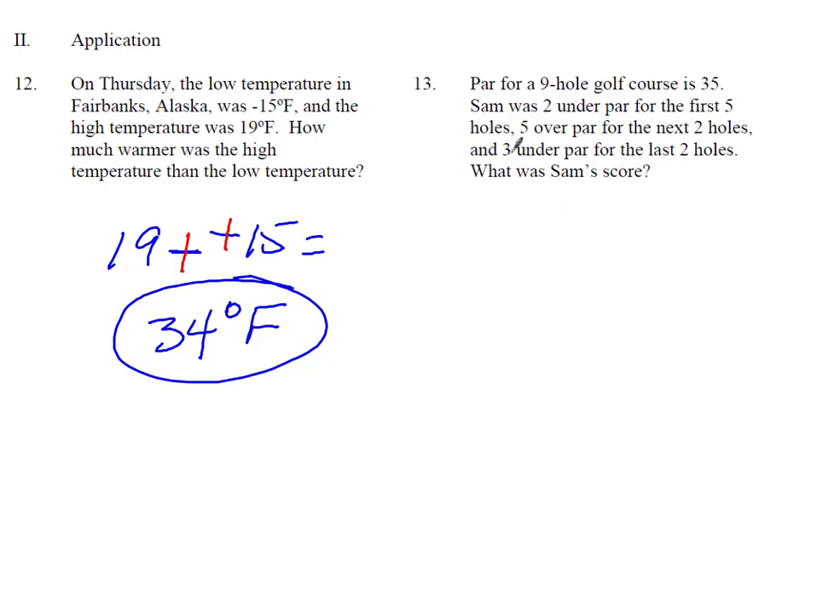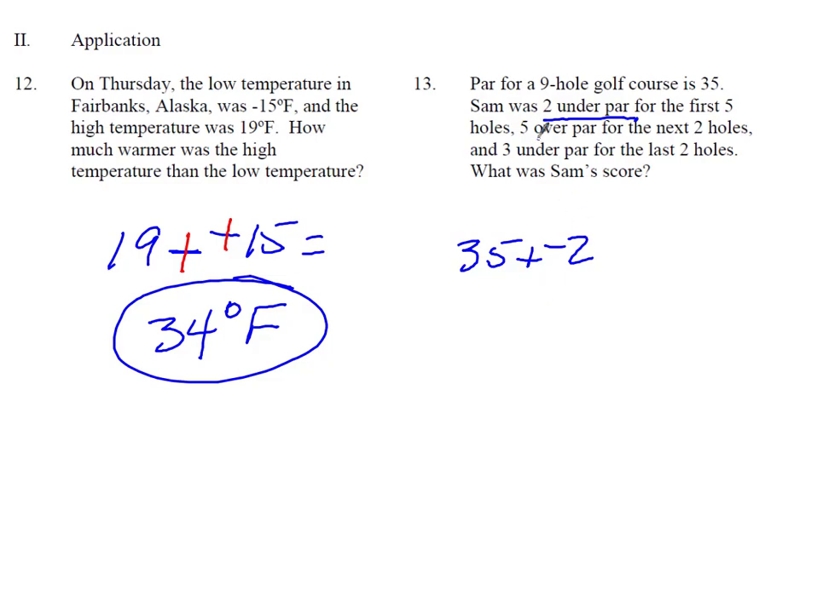Okay, number 13. Par on a 9-hole golf course is 35. Par means that's the number that you start with. Okay? Then it says Sam was 2 under par for the first 5 holes. Well, the 2 under par, we recognize that as being an integer, so that we write that as plus -2.